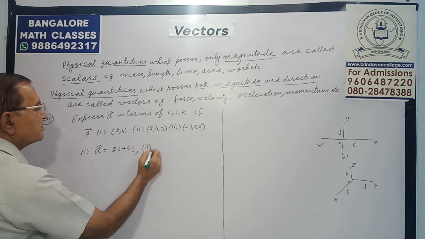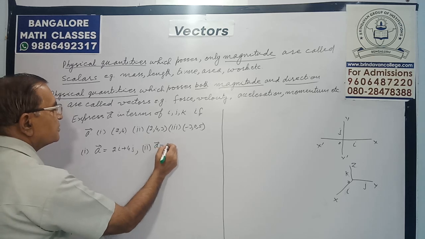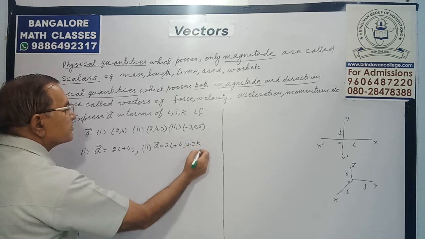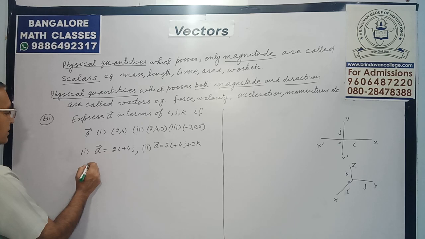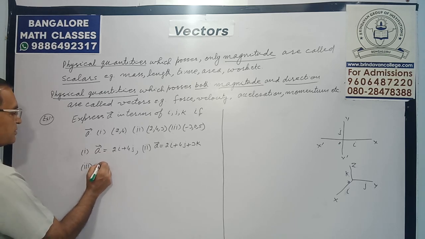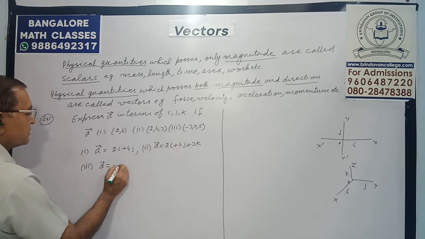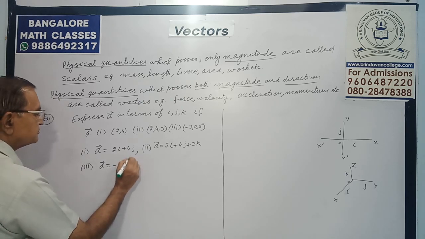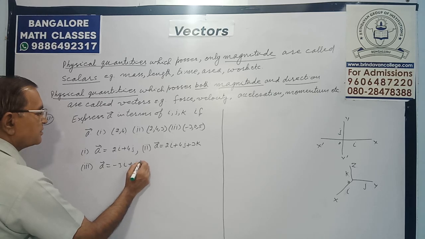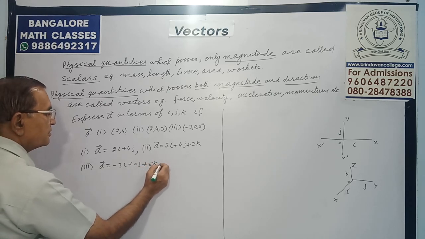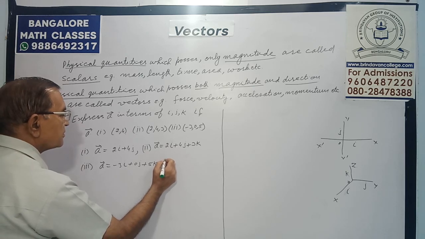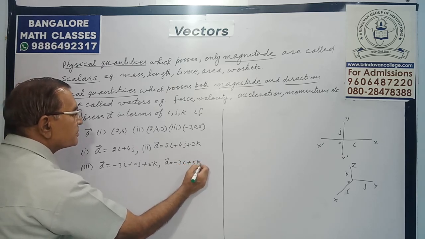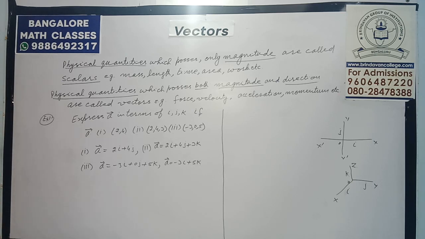Second one, it's with three dimensions: 2i plus 4j plus 3k. Third part, so simple it is. The sign is minus, so keeping the sign as it is, minus 3i plus 0j plus 5k. Thus it can be written as minus 3i plus 5k. So like that we can represent the vector.